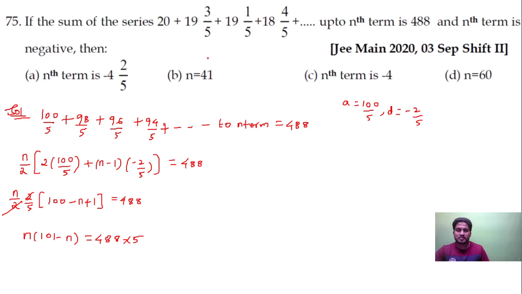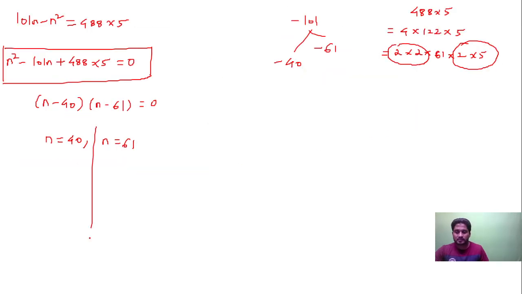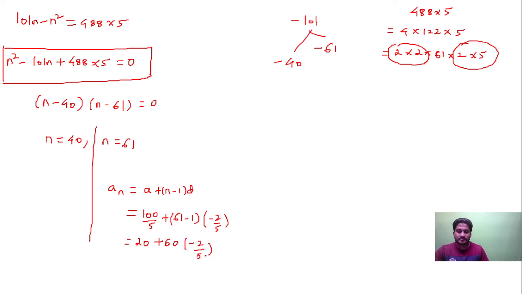So this means one of these is ruled out. What will be the nth term? Suppose the nth term is a plus n minus 1 into d. The first term is 100 by 5, that is 20, plus n minus 1, this is 61 minus 1, and the difference is minus 2 by 5. So this is equal to 20 plus 60 into minus 2 by 5. This will cancel 12 times. 20 minus 24 will be minus 4.